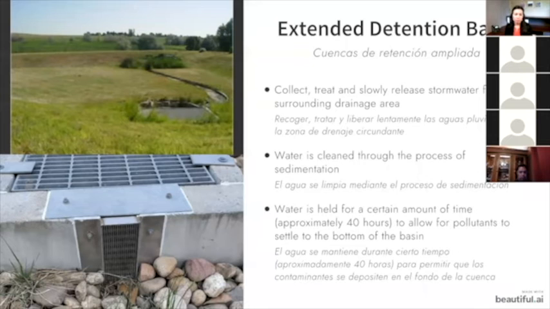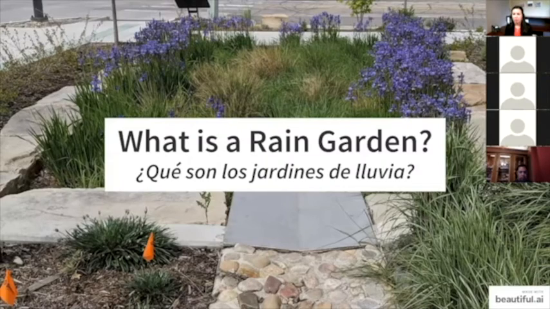The most common type of stormwater infrastructure in Colorado is called an extended detention basin, and that uses the process of sedimentation where water is held for approximately 40 hours to allow pollutants to settle to the bottom of the basin. That is our next class, so if you're interested in learning more about that, I highly encourage you to sign up for our next presentation in October.